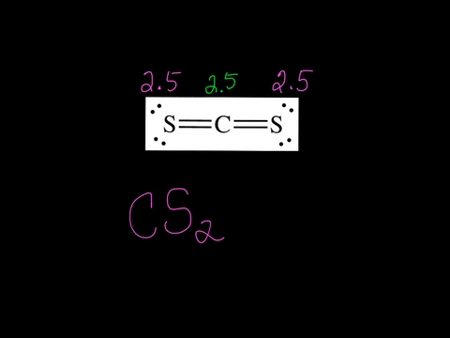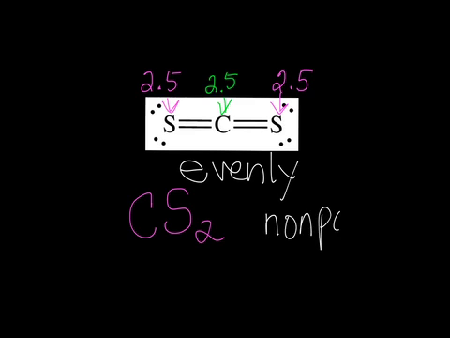So there's our electronegativities. So how are these sharing electrons? These electrons that we have here, evenly or not evenly? If you said evenly, you are exactly right. Remember that sharing evenly means this would be nonpolar covalent.